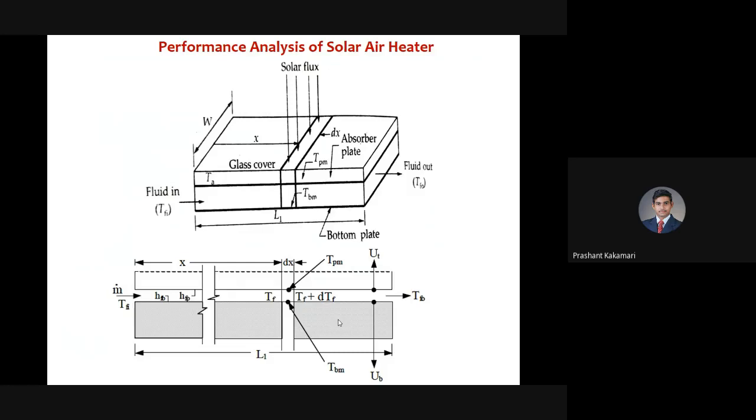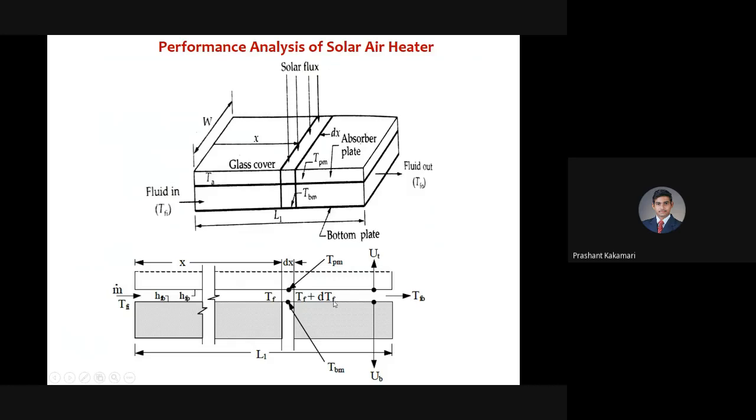Now, to analyze or to write some heat balance equations, the useful heat gain or the efficiency factors, we are considering a small section here. This is a small section of thickness dx, because it is in the direction of x, or in the direction of L. We have considered dx or dl, the width of this small slice of the absorber plate. The fluid entering and leaving this small section is going to be changed by a small change in the temperature.